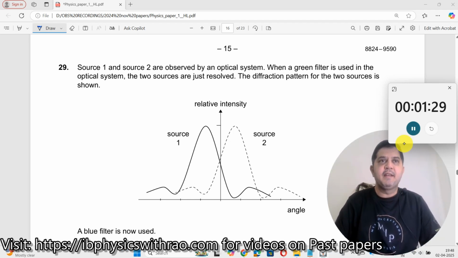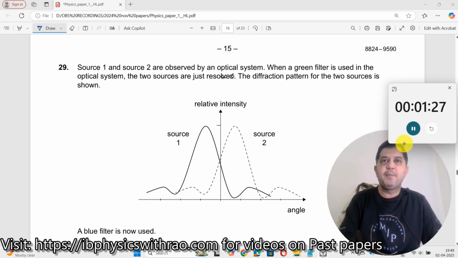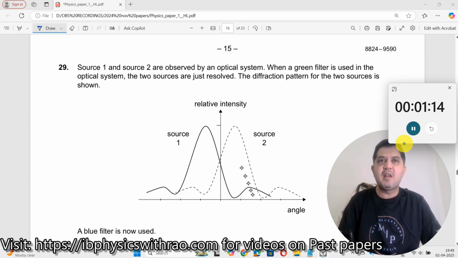Question number 29. Source 1 and 2 are observed by an optical system. When a green filter is used in the optical system, two sources are just resolved. What do you mean by this? See, what is this now? Now this is a diffraction pattern. There is one diffraction pattern here, there is the other diffraction pattern here, and they are overlapping on each other.